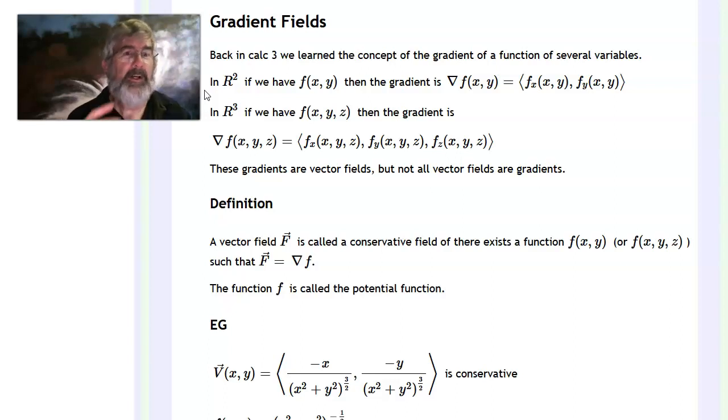What we did was we said, if we've got a function of two variables, in R2, you've got two variables in, one variable out. We defined the gradient to be a vector where the first component of the gradient was the partial with respect to x and the second component was the partial with respect to y.